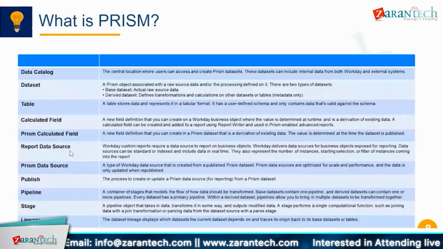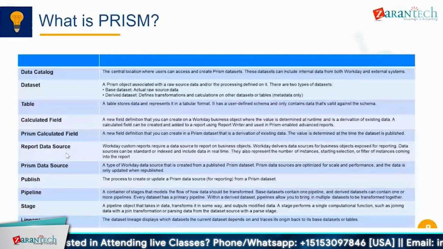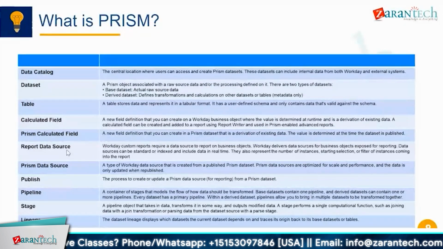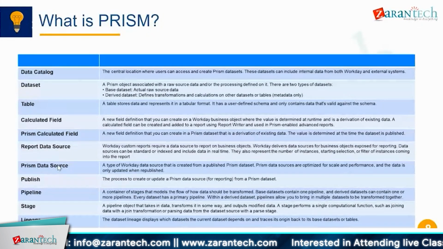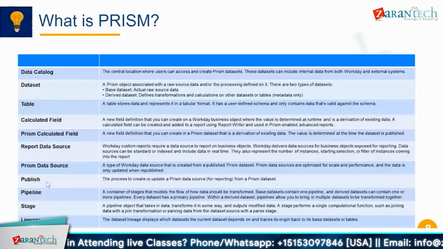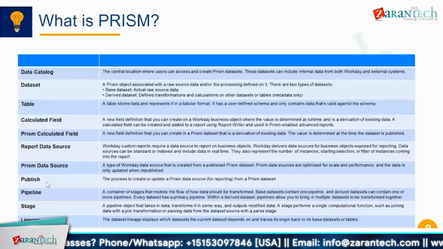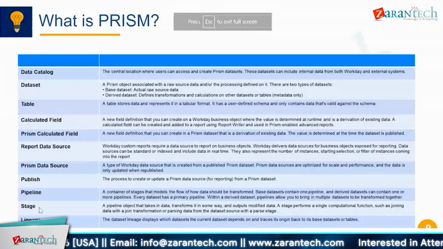Report data source and Prism data source are two different things. For report data sources, we have Workday custom report data sources and Workday standard data sources. A Prism data source is something we can publish or create as a custom one as per our use case. Publishing is what we need to do to have a data source which we can use for reporting. What is a pipeline and what is a stage?